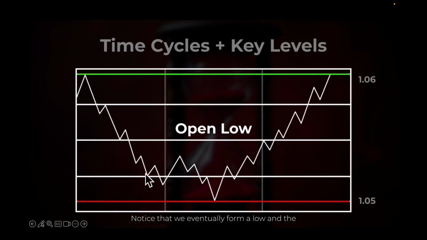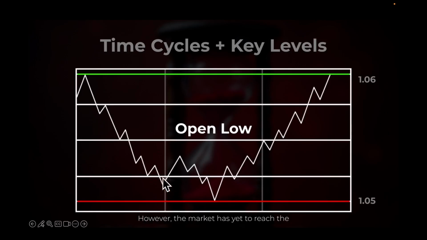Notice that we eventually form a low, and the market then retraces higher. What is happening right here? Well, what's happening is that sell-side liquidity is being engineered below this low. When do we retrace higher? When a new time cycle opens up. So what's happening here is that people are being led to believe that the low is in and it's now time to run up higher.